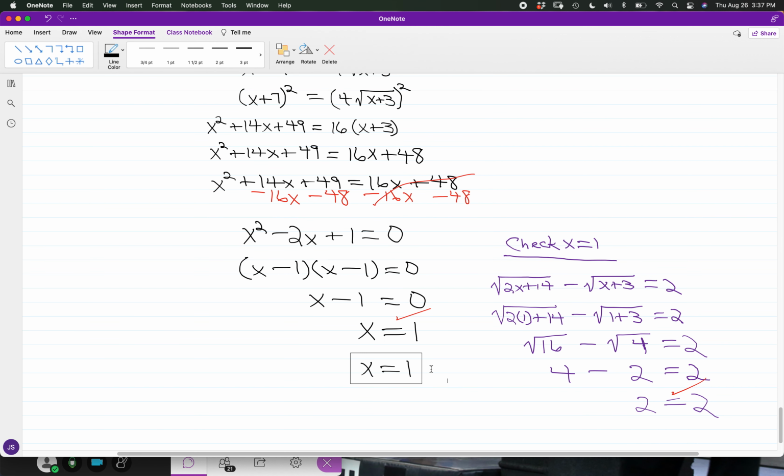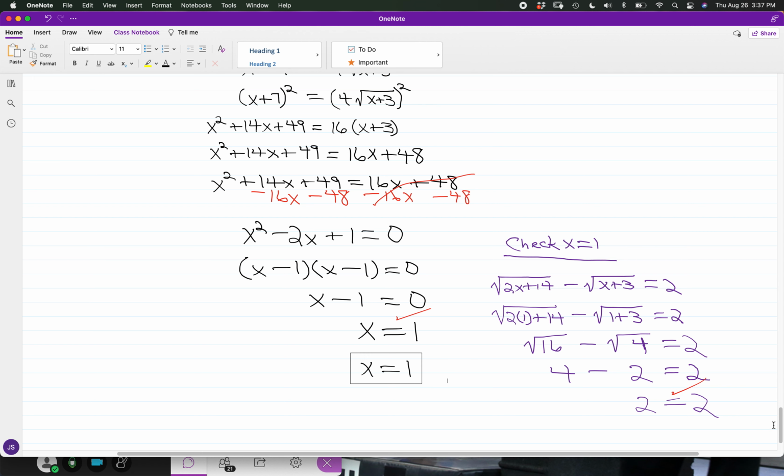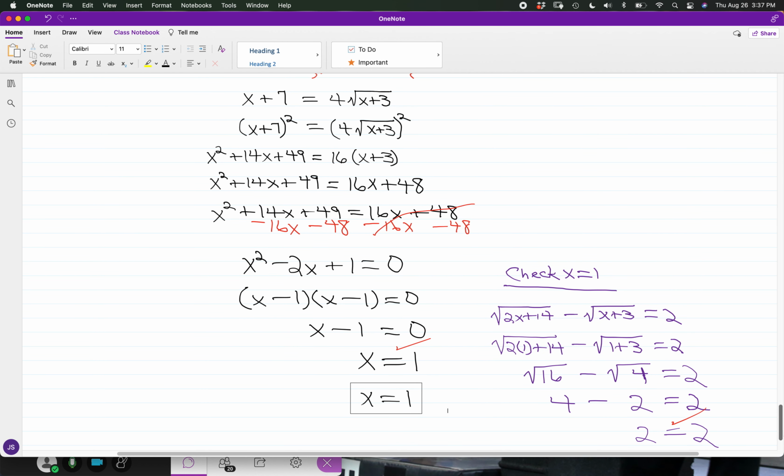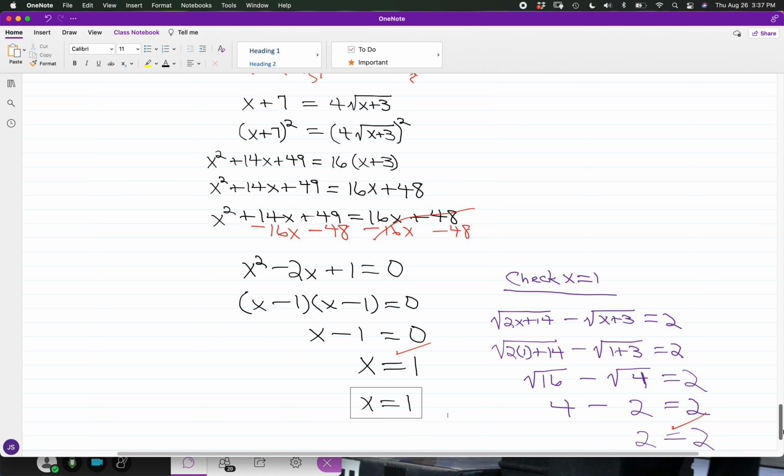And as I recall, there is an exercise in ALEKS. It does have a radical equation that has 2 radical terms. And this is a sample of an equation that has 2 radical terms.